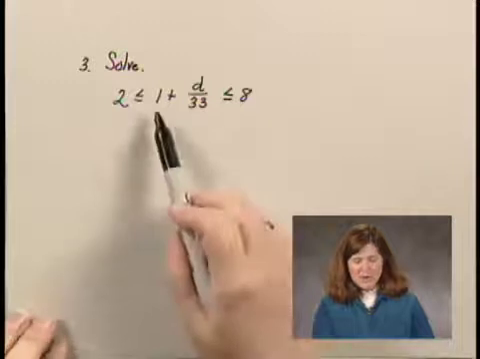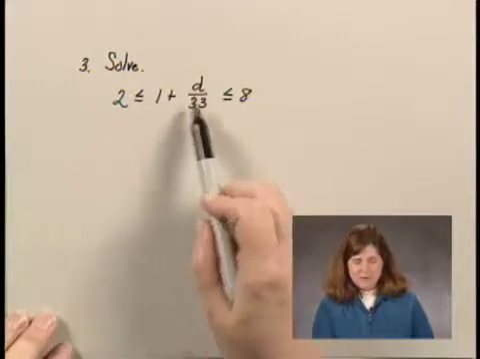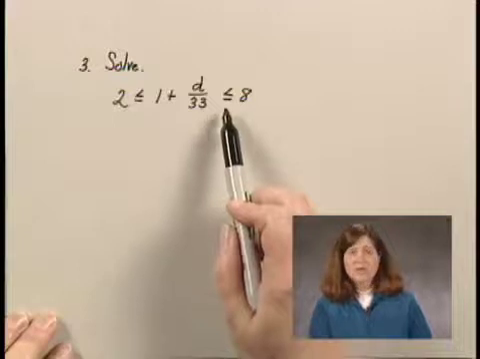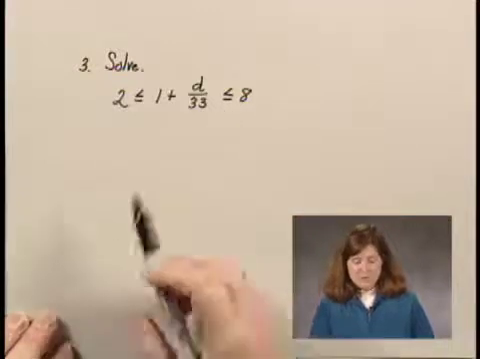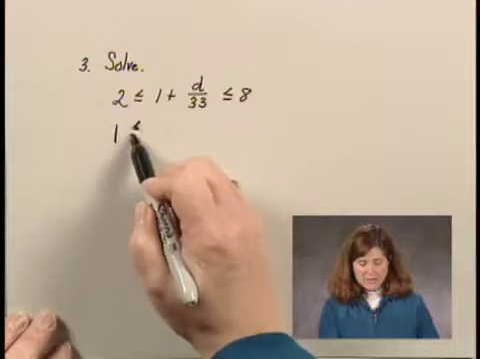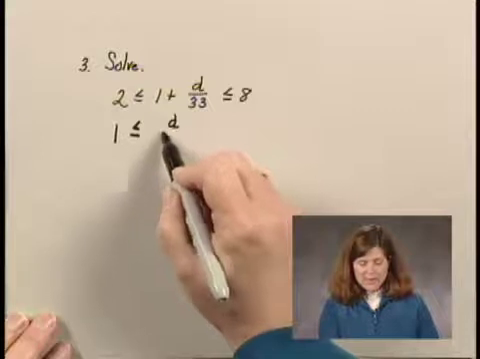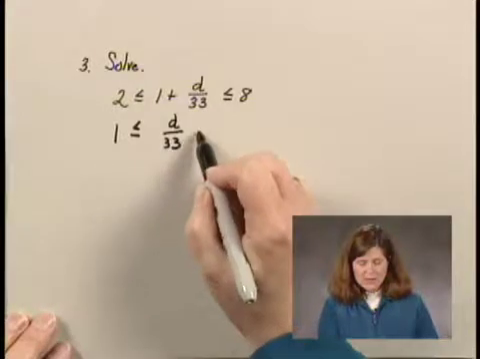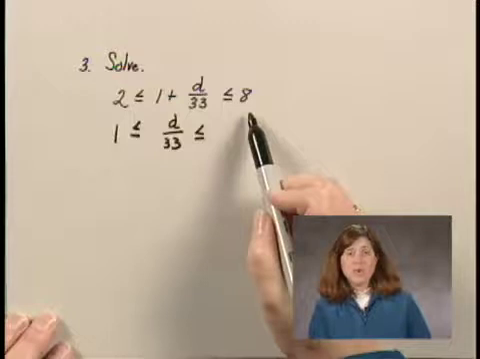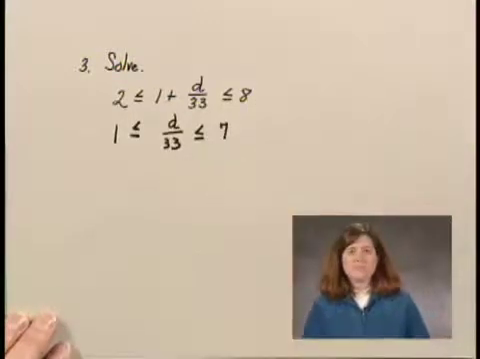So to begin with, I want D by itself in the middle, between this inequality symbol and this inequality symbol. So I will subtract 1. Subtracting 1 here, I have 1 is less than or equal to. Subtracting 1 in the middle, I have D over 33. And subtracting 1 here, I have 8 minus 1, or 7.